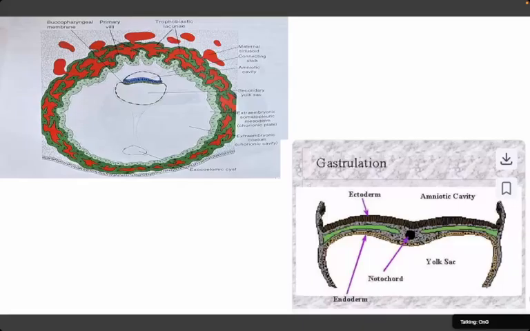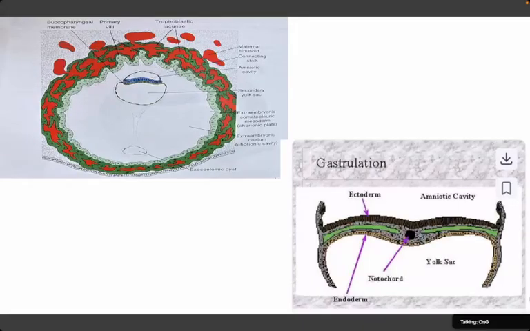In summary, the second week of development is known as the week of twos. The trophoblast differentiates into 2 layers, the embryoblast forms 2 layers, the extra embryonic mesoderm splits into 2 layers, and 2 cavities are now formed, the amniotic and yolk sac cavities.